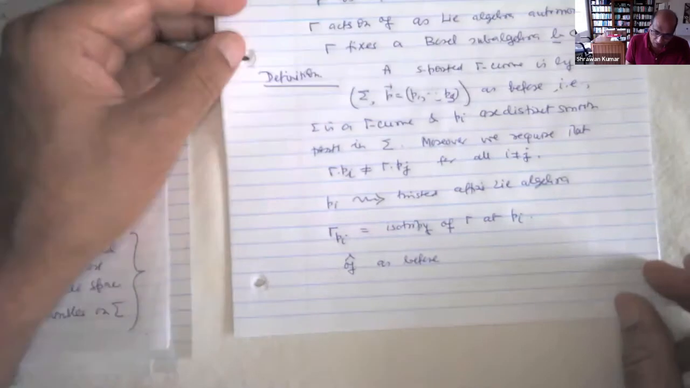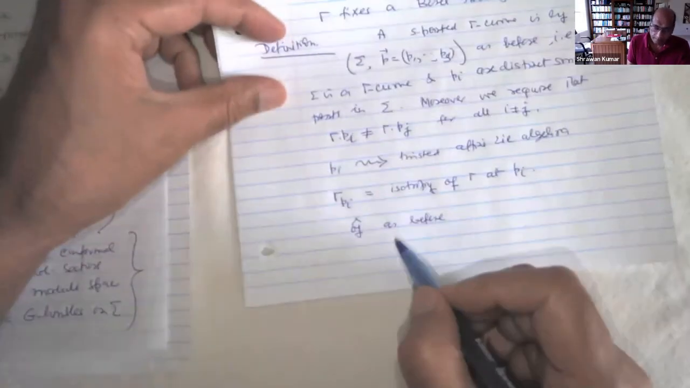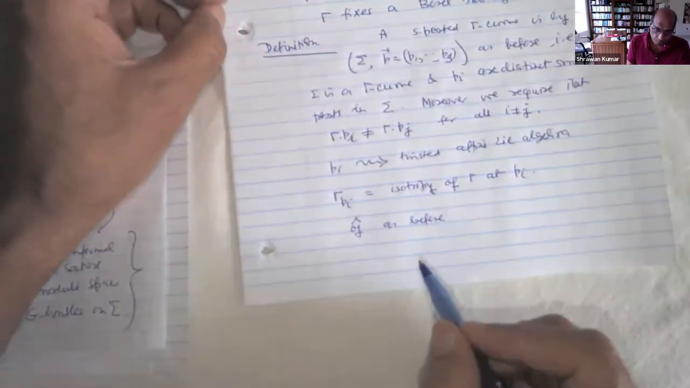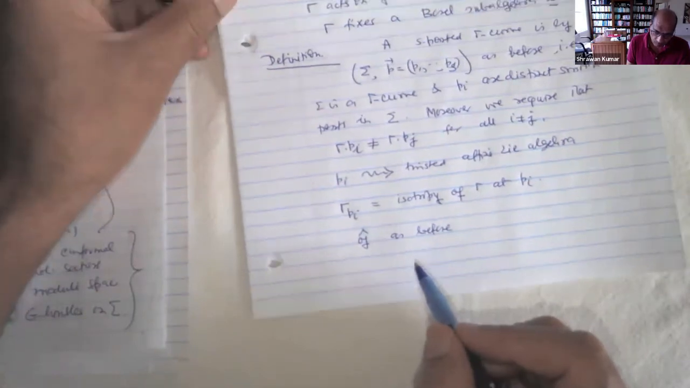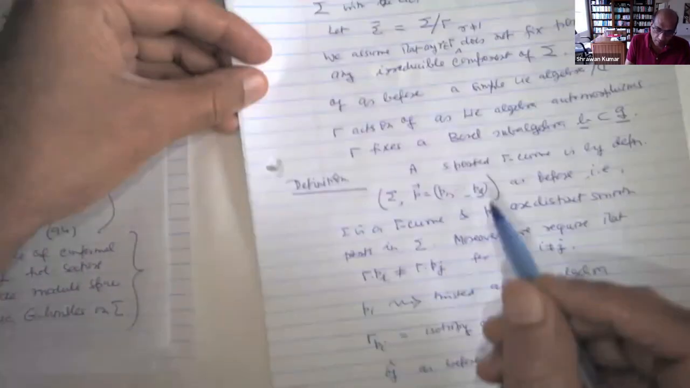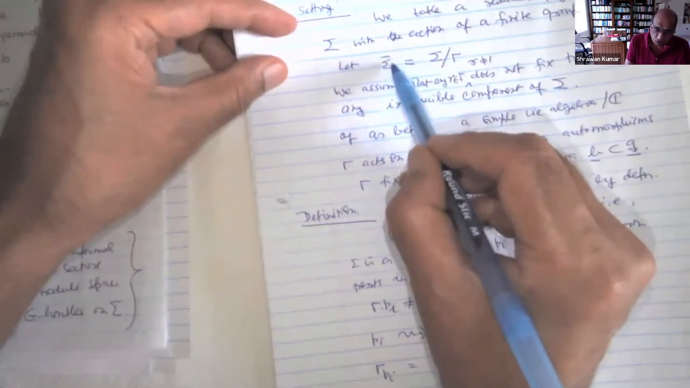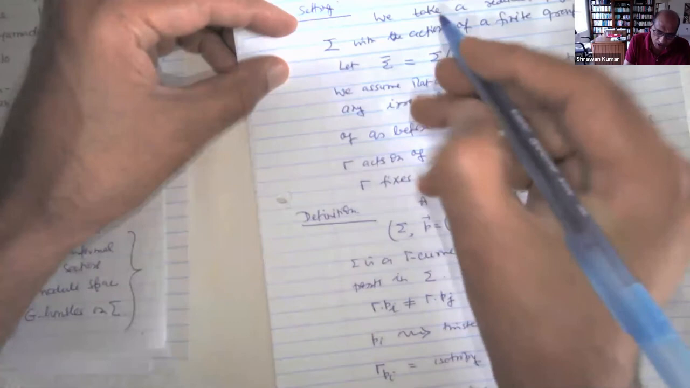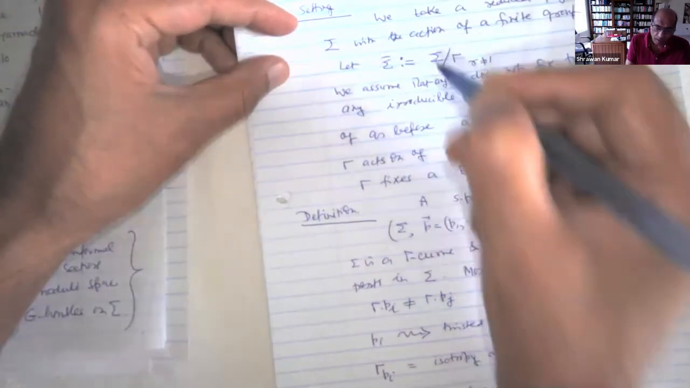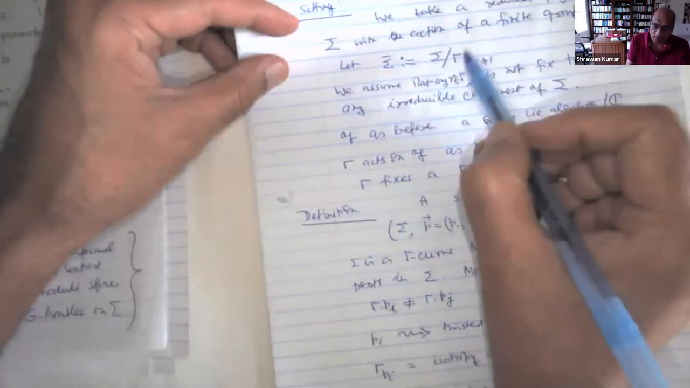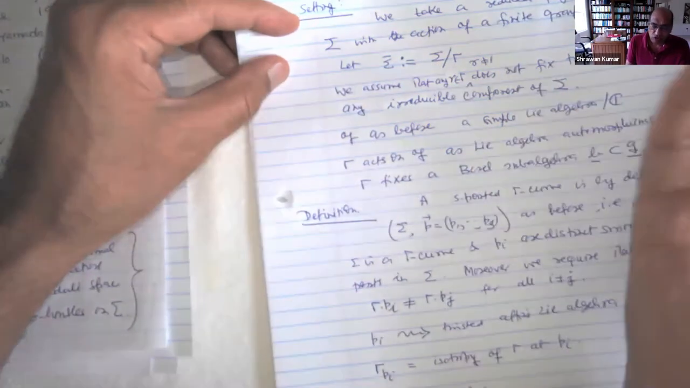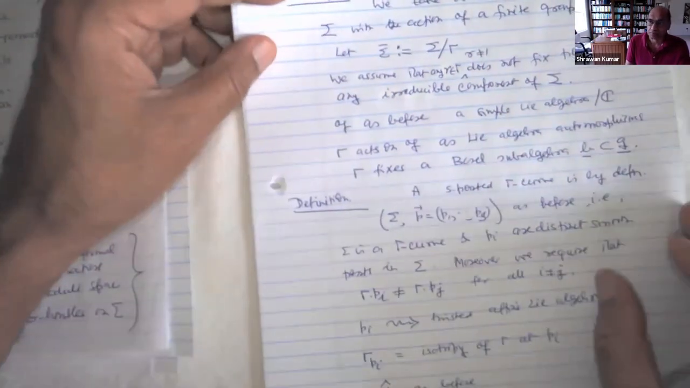Just for the notation, you have gamma acting on X, and did you name the quotient? Right, X mod gamma, sigma bar. Sigma bar is the gamma quotient of sigma. So it's again a reduced projective curve.